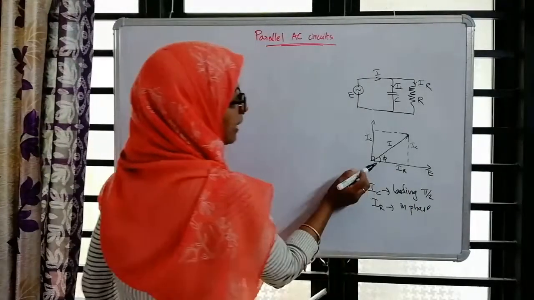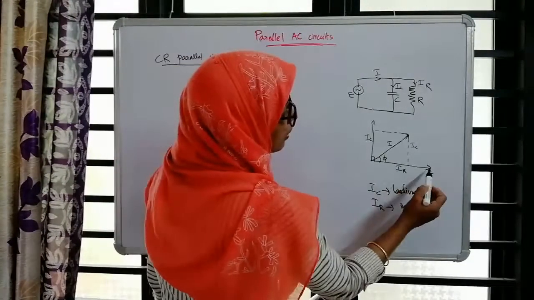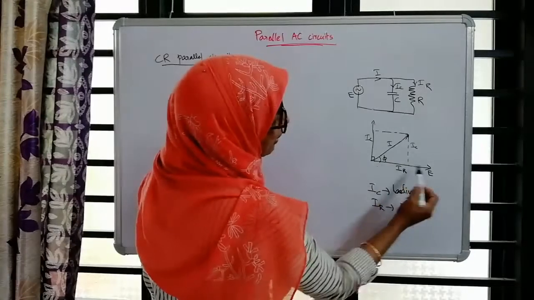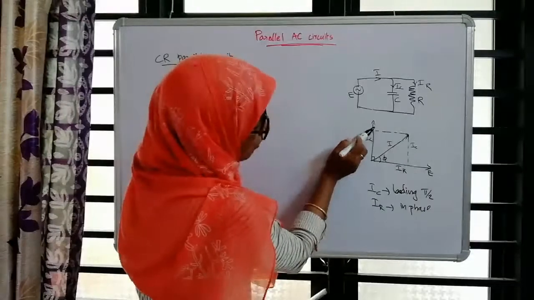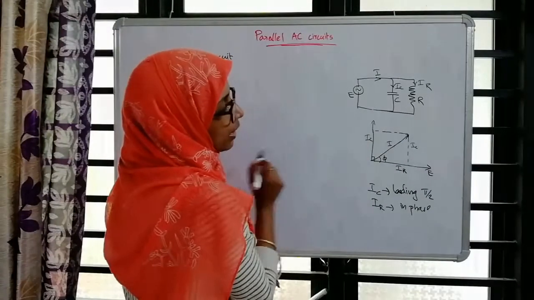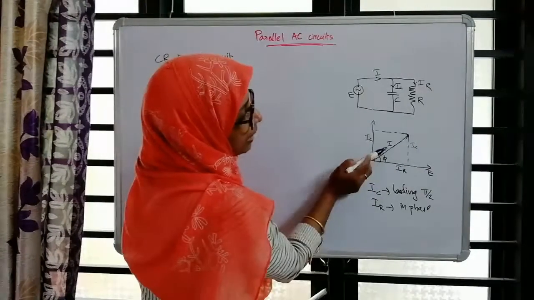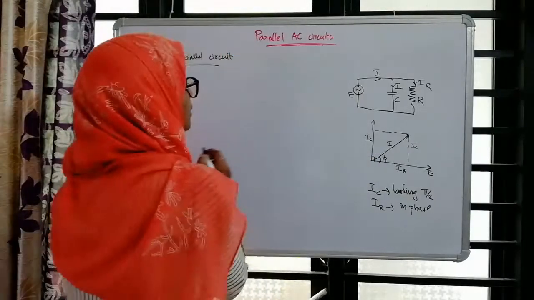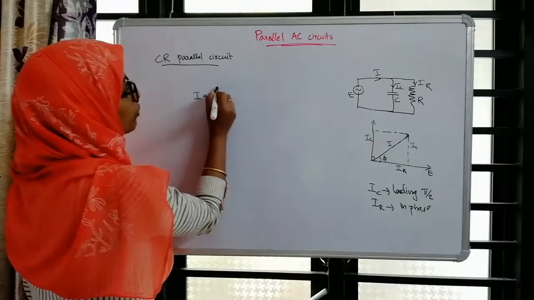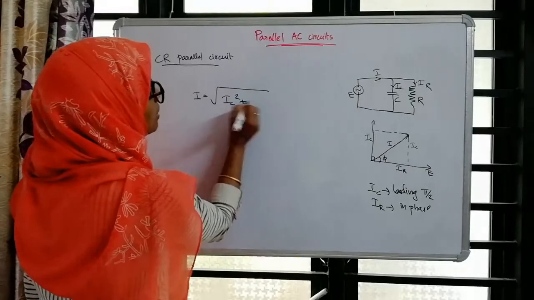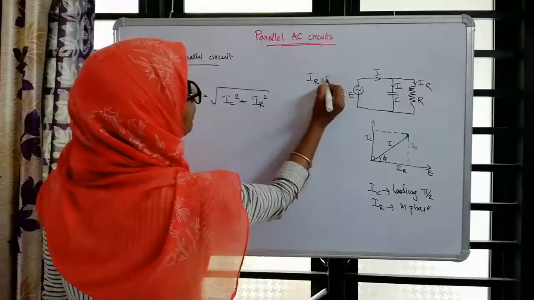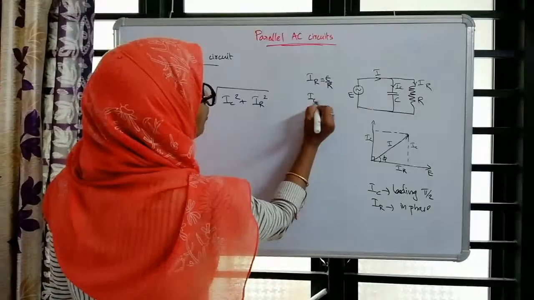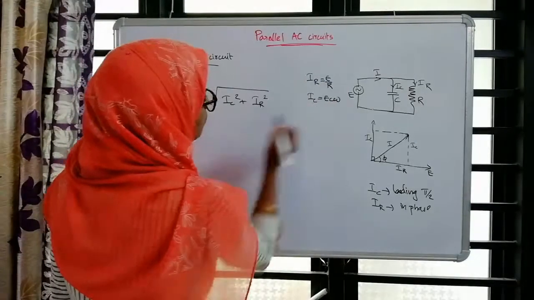So by vector diagram we can represent it as the alternating EMF and IR along the same phase, and IC is leading the EMF by an angle pi by 2. And we can represent the resultant current along this direction, that is I will be equal to root of IC square plus IR square. And we know IR is equal to E by R, IC is equal to EC omega.